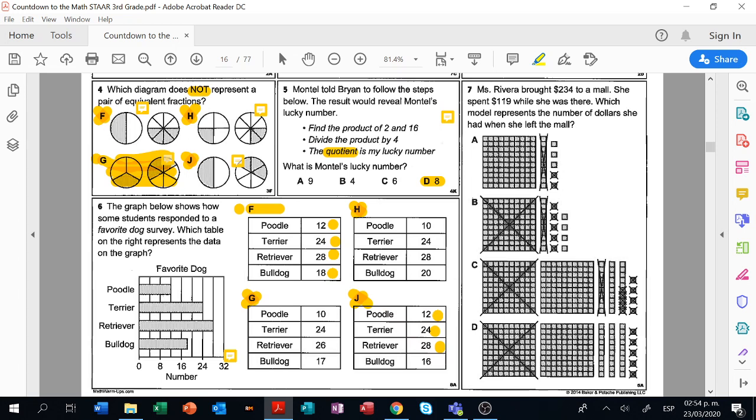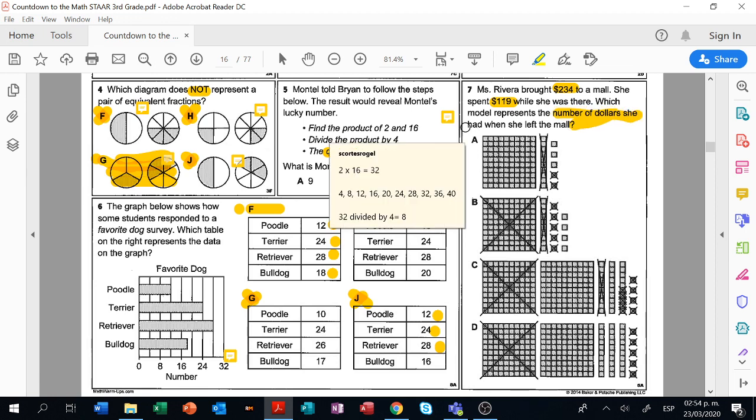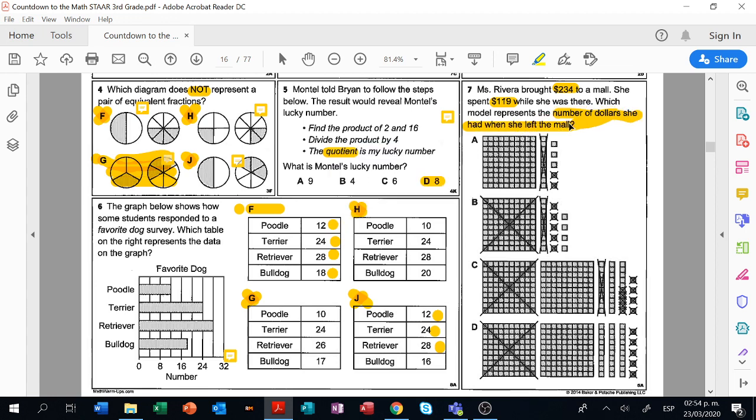Ms. Rivera brought $234 to a mall. She spent $119 while she was there. Which model represents the number of dollars she had when she left the mall? The number of dollars she had when she left the mall. Okay. So if the question says the number of dollars she had when she left the mall, what do we have to do with these two numbers?